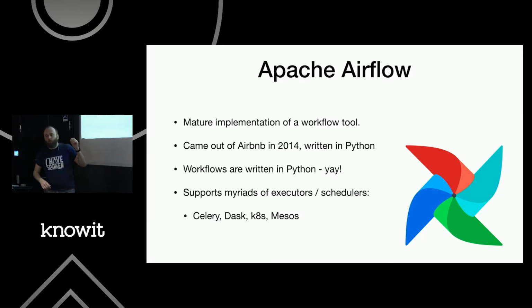When I started looking into it, a tool that was commonly talked about was Apache Airflow. It's a very mature implementation of a workflow tool. It came out of Airbnb 5 or 6 years ago. The fact that it was born in 2014 is, I would say, the reason why there's something wrong with it, because 2014 is a long time ago.